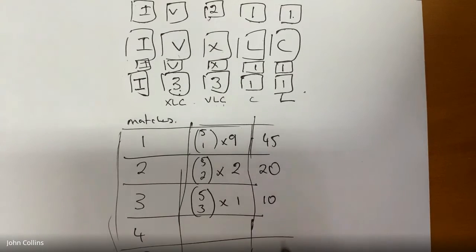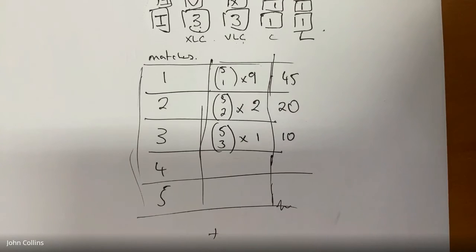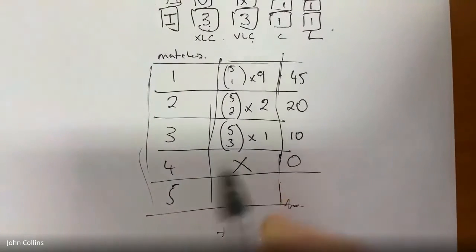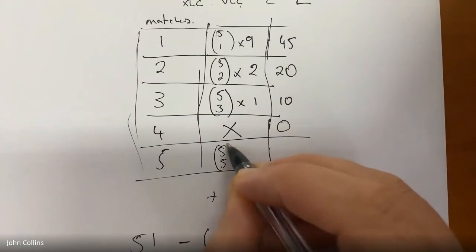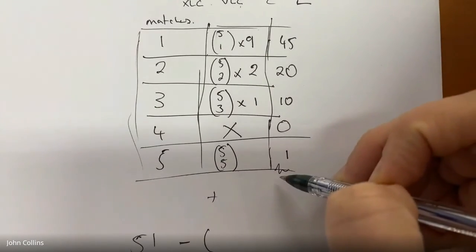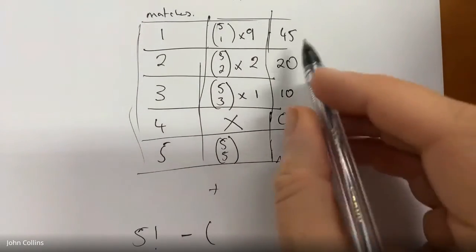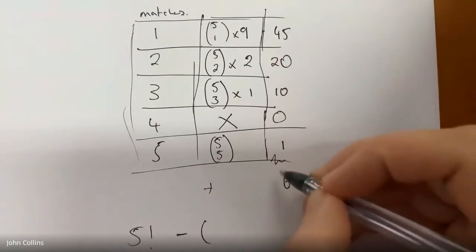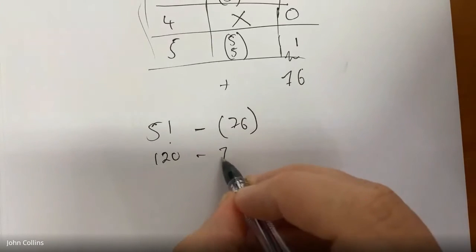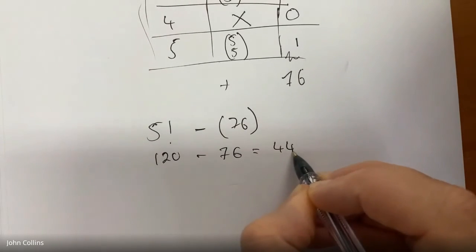What about for 4? You can't only have 4 matching. No, because then 5 would match. You're right. So a big fat 0. And then 5 matching, there's only 1. Yeah, 5 choose 5, which is times 1. So that's 1. So adding up all these together, we get 76. So 5 factorial is 120. Take away that 76 gives 44.